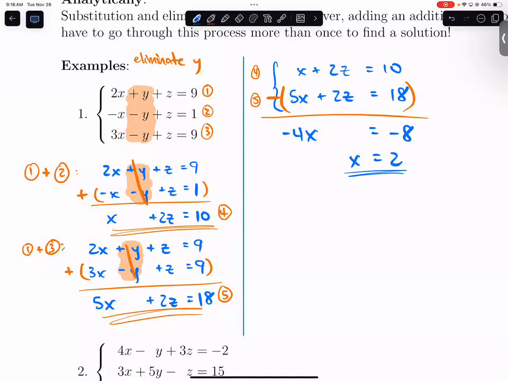And at this point, we should breathe a sigh of relief because we're over the hill now, right? We've got one thing. The hard part's over. We're just gonna start working our way back up and finding the stuff that goes with it. So what do you want to do with x equals 2?